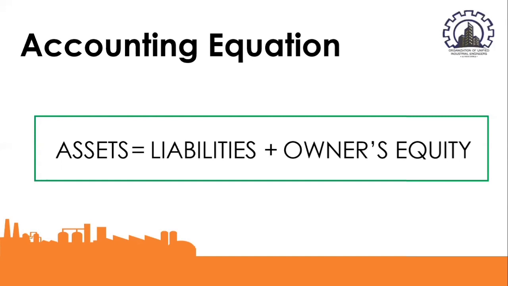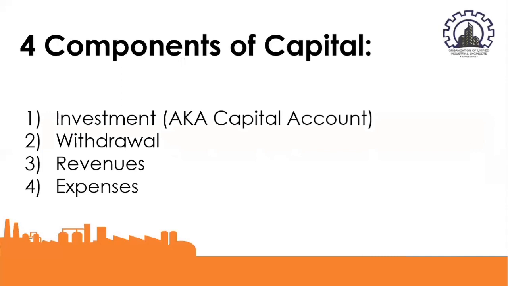On the other hand, if we say liabilities, these are the present obligations of the entity arising from past transactions or events, the settlement of which is expected to result in an outflow from the entity of resources embodying economic benefits. And finally, we have owner's equity or capital. This is the residual interest in the assets of the entity after deducting all of its liabilities. And remember that there are four components of capital, and these are investments, also known as capital account. Second, we have withdrawal. Third, we have revenues. And finally, we have expenses.